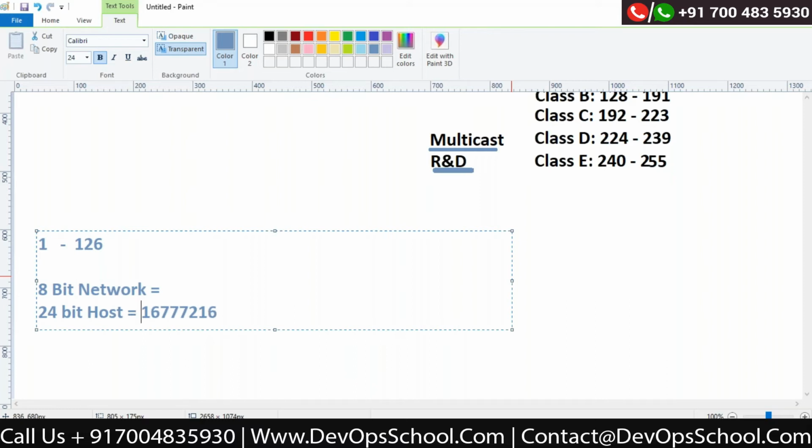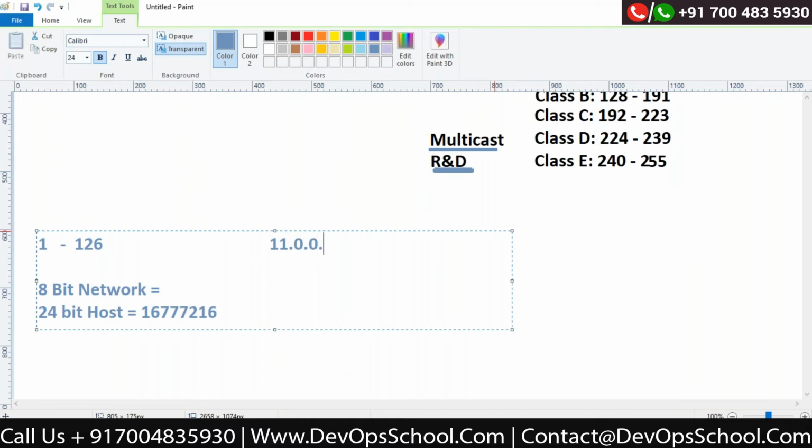This is the number 2 raised to 24. This is a very big number. Let's consider, out of this, if I picked any IP address, let's say 11. This is my network ID. This number is fixed, whatever starts with 11. This is my network ID, and it is part of my big network.